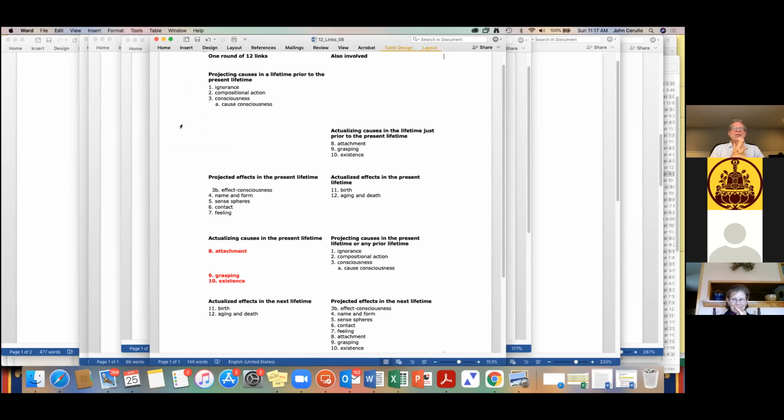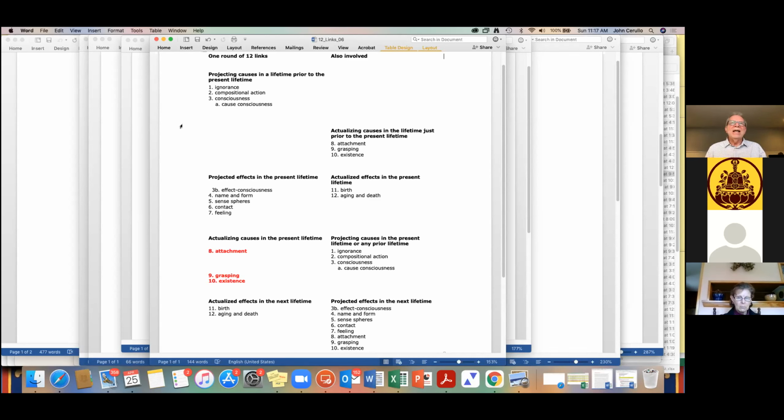So this is a picture of the 12 links, one round, basically what I just rambled through. At the top, it shows projecting causes in a lifetime prior to this lifetime. You should know what that is. That would be 1 and 2 and the first half of 3: ignorance, action, and cause consciousness.